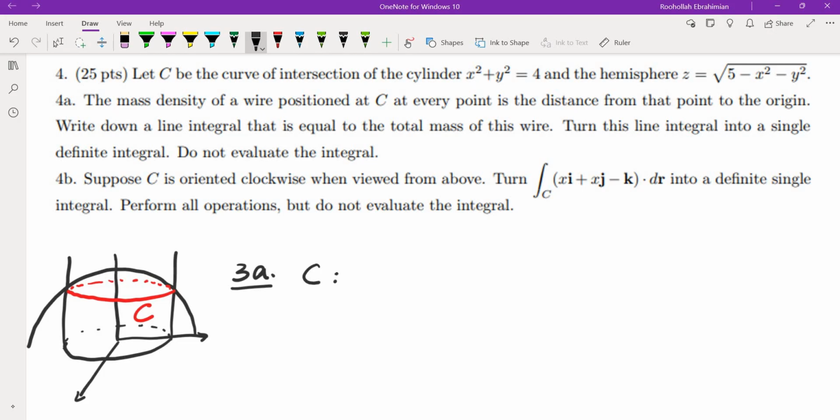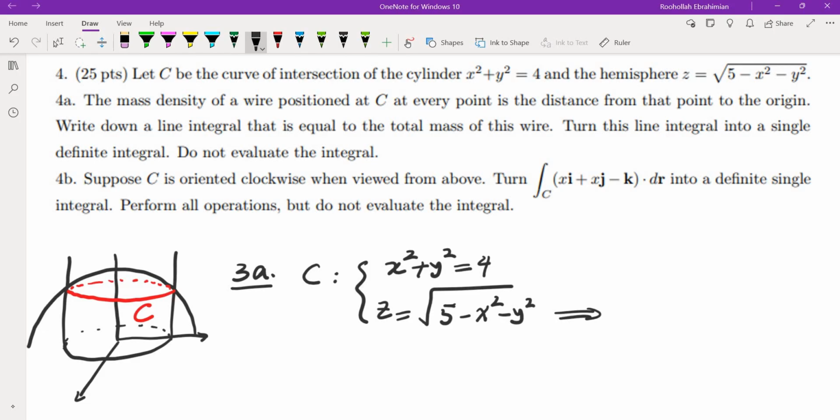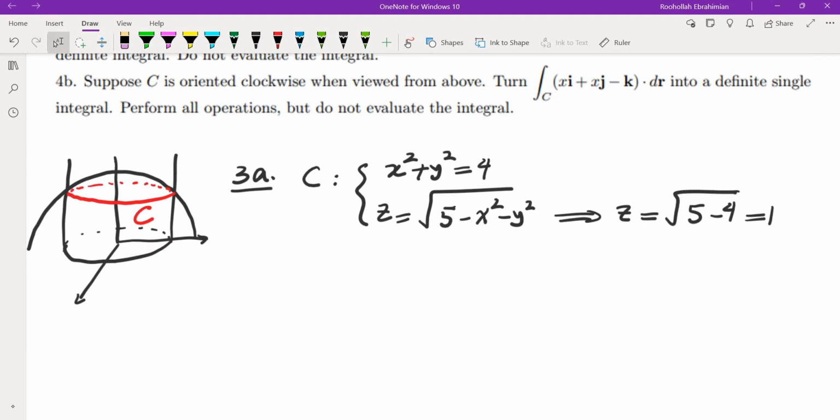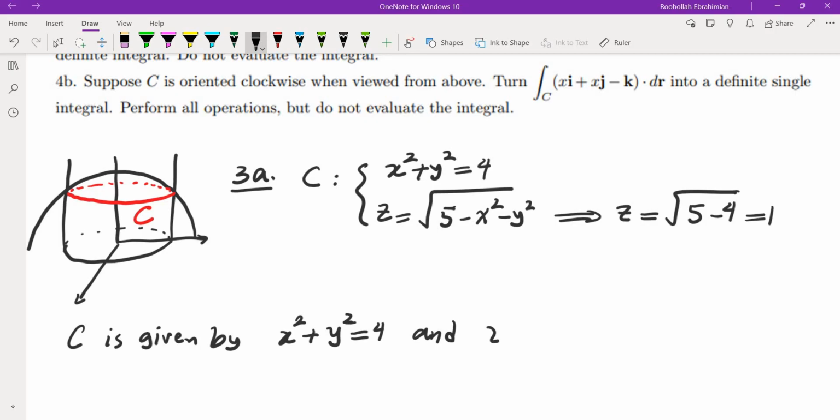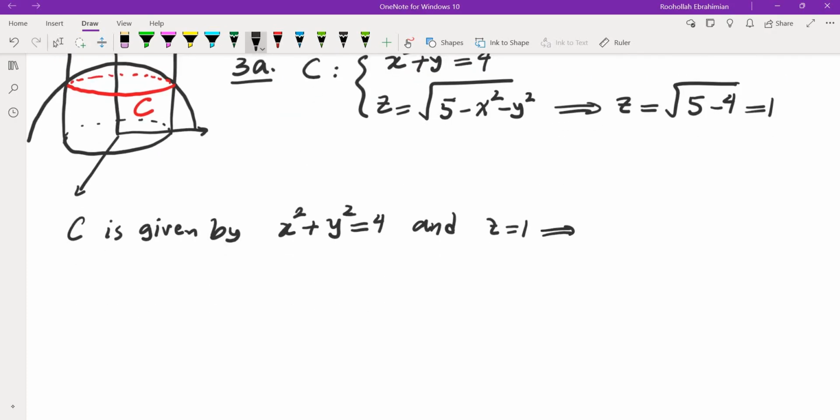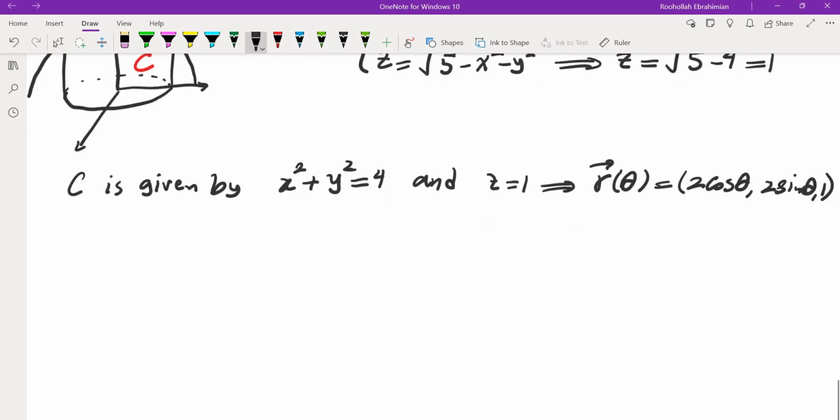Do not evaluate. Okay, so first thing we have to do is to find the equation of this C. So C is the intersection of these two: x squared plus y squared equals 4 and z equals root 5 minus x squared minus y squared. If we plug that in here, we get z equals root 5 minus 4, which is 1. So what does it mean? It means C is given by x squared plus y squared equals 4 and z equals 1. So that gives us the parametrization. So r of theta is going to be 2 cosine theta, 2 sine theta, and 1. So this is the parametrization for r.